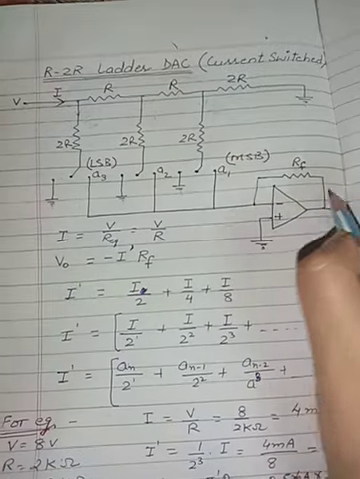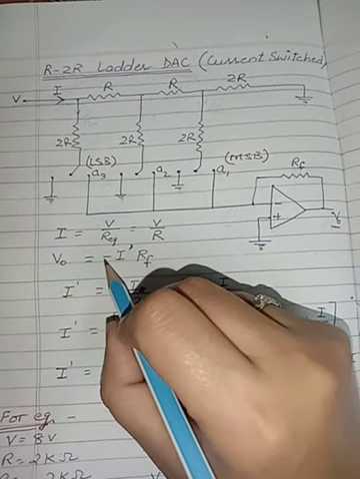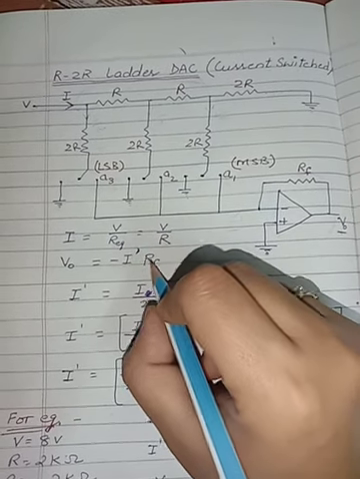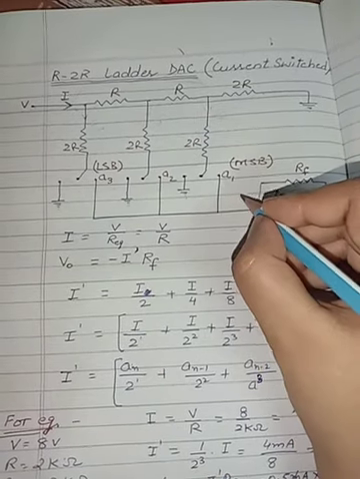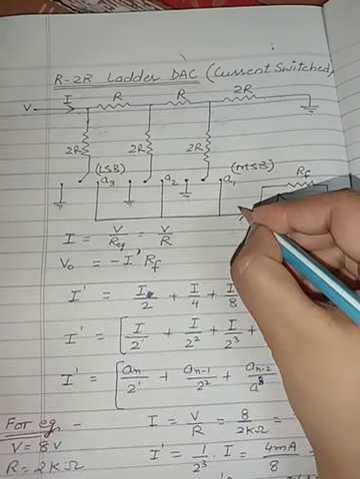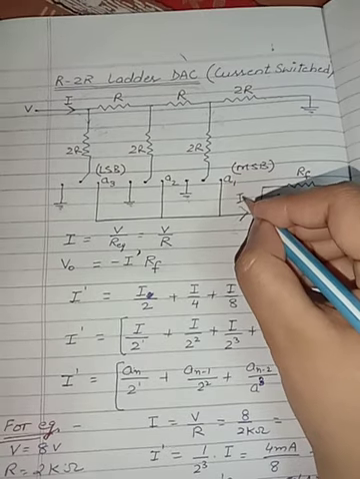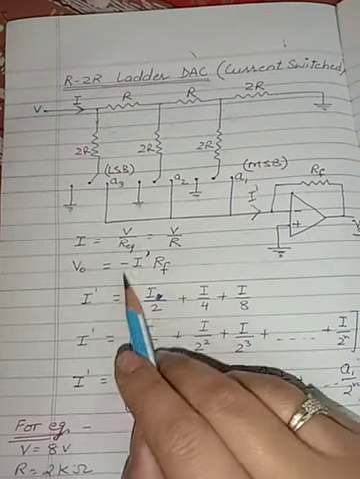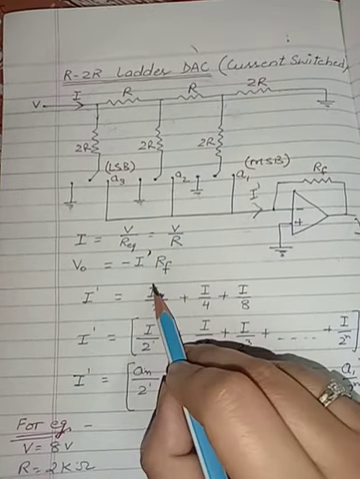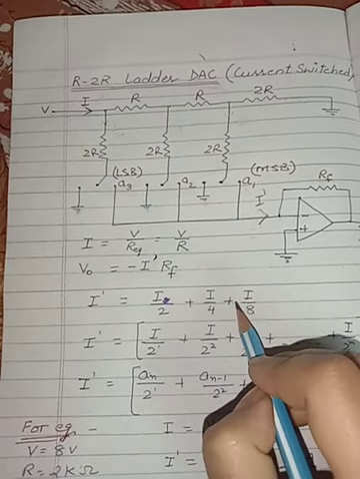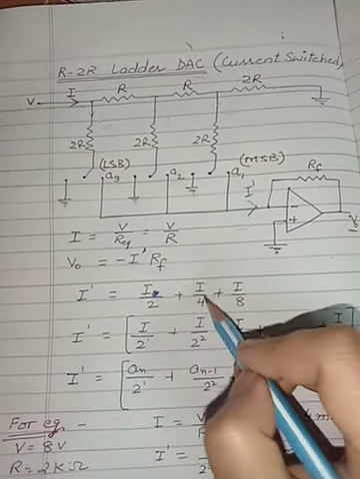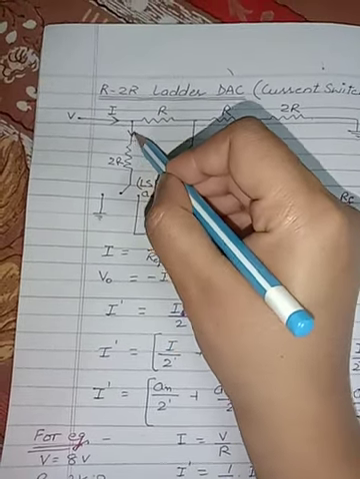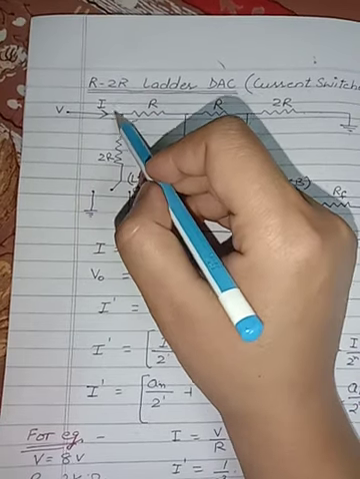So the output voltage formula is equal to minus I dash times the feedback resistance RF. Here I dash means the current entering the operational amplifier will be known as I dash only. When we find I dash, then I dash will be equal to I by 2 plus I by 4 plus I by 8. These I by 2, I by 4 and I by 8 are the currents of these branches, particularly when the current I is entering the circuit.